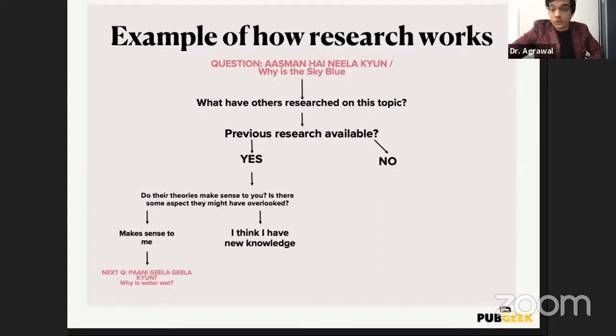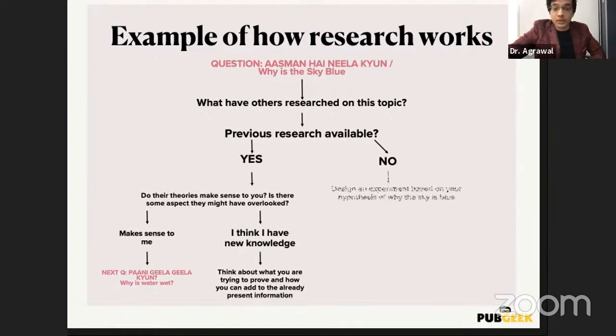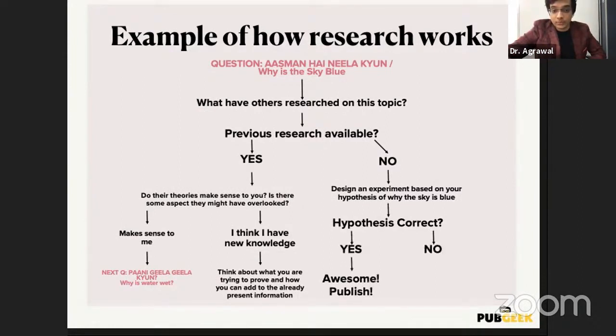And if their theories don't make sense to you, you say, okay, I think I have new knowledge. Think about what you are trying to prove and how you can add to the already present information. This should be your research paper. If previous research is unavailable, you have to design an experiment based on your hypothesis of why the sky is blue. Is your hypothesis correct? Yes, no. If yes, awesome. If you've done your research and your hypothesis was correct, then you publish.